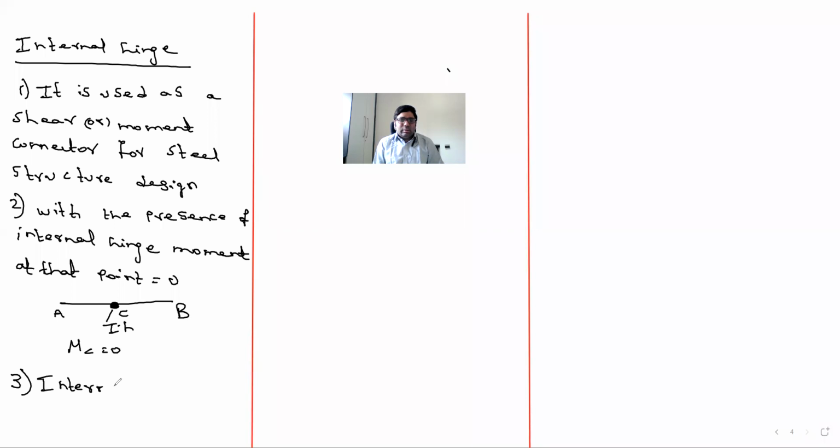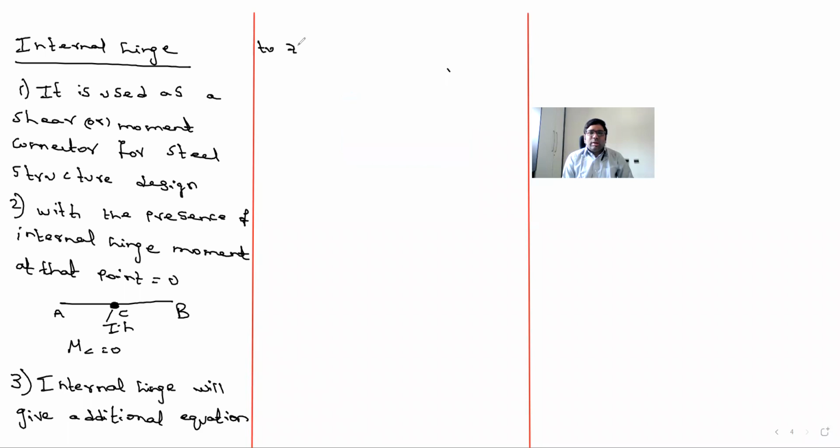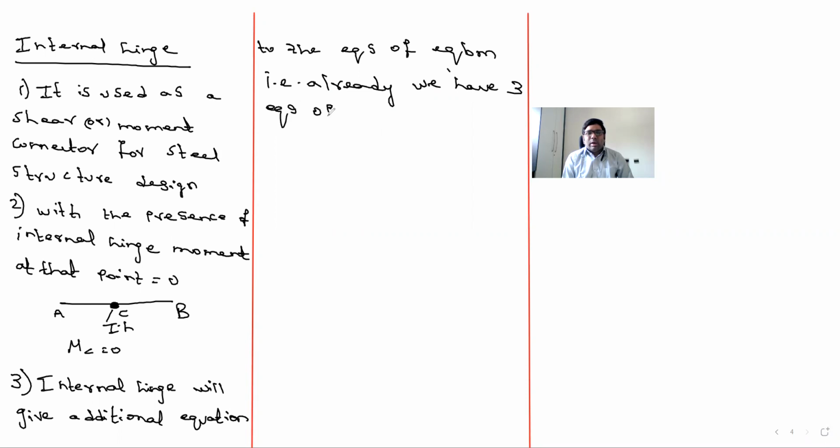Internal hinge will give an additional equation to the equations of equilibrium. That is, already we have three equations of equilibrium.